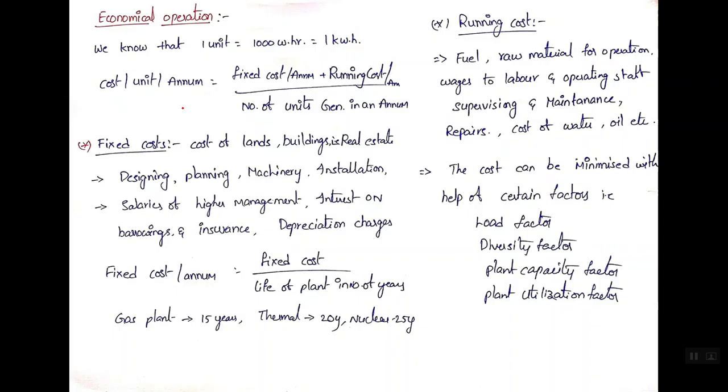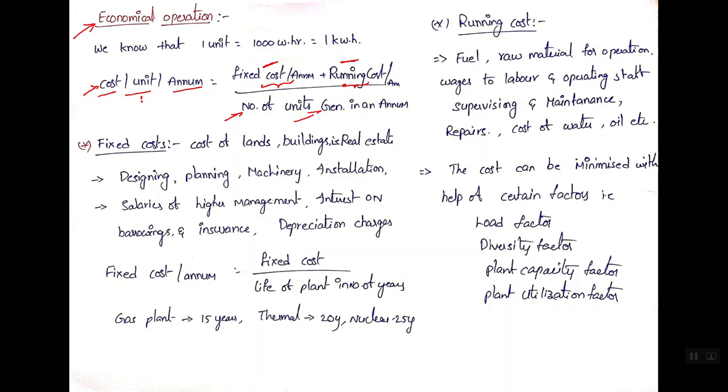Now I am moving into the class. In this class we are going to learn economical operations. First of all, what is the cost per unit per annum? Here cost is a combination of fixed cost plus running cost, divided by the total number of units generated. So we have two types of cost, fixed cost and running cost. If you want the cost per unit per annum, you have to divide all the cost by the number of units generated. Then we will get the cost per unit per annum.